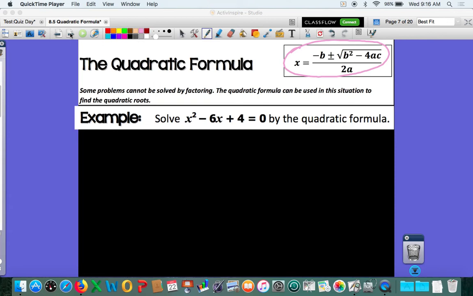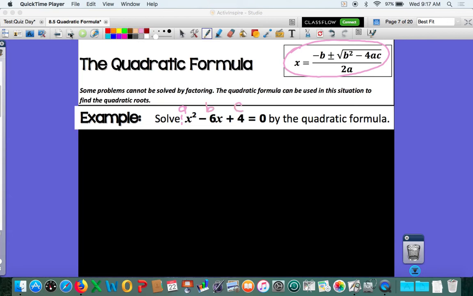Here's an example problem. Solve x squared minus 6x plus 4 equals 0 by the quadratic formula. The first thing you need to do is make sure that it's in standard form. To do that, you can check your standard form or you can just go ahead and label your A, B, and C.